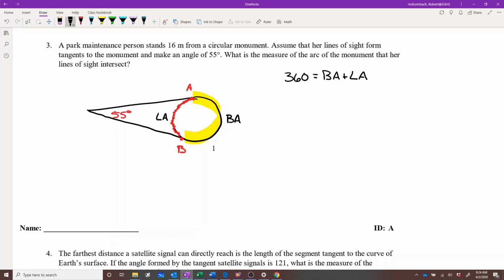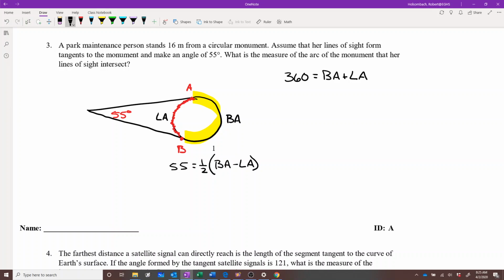Your rule from yesterday regarding tangents and the angle formed by tangents outside of a circle said that the angle formed by the tangents is equal to 1/2 of the difference between the two arcs. So in this case, in our terminology, this would be 1/2 of big arc minus little arc.